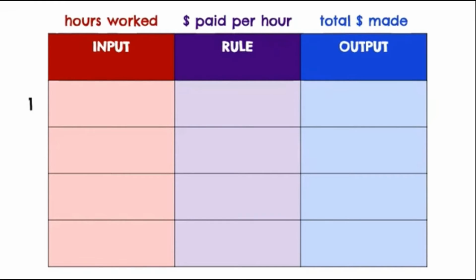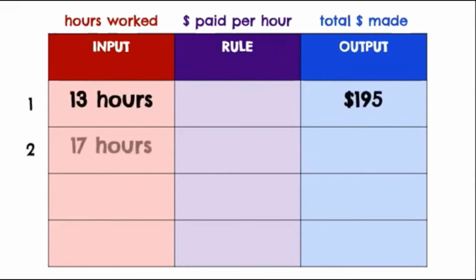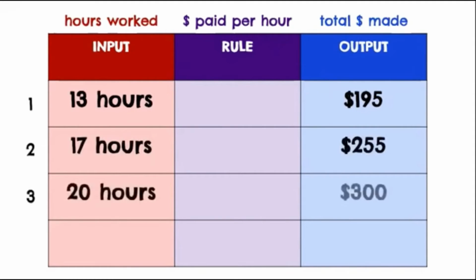So, the first week, you worked 13 hours a week, and you made $195. The second week, you worked 17 hours and made $255. The third week, you worked 20 hours and made $300. And then the final week, you worked 25 hours and made $375. So using these inputs and outputs, let's figure out the rule.